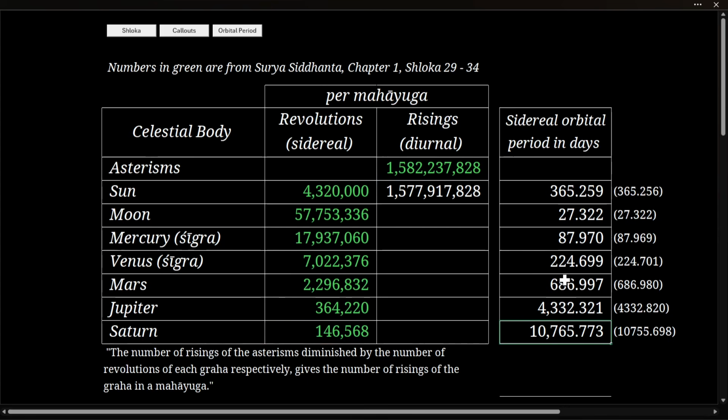You go to Wikipedia or any other scientific website and you will find these orbital periods of the planets. These are the modern values, and you can see the integer values are pretty much matching, except there is a difference here of 10 days. It's Saturn. Everything else matches. Decimal places, there are variations. But this is how accurate the Surya Siddhanta's assessment of sidereal orbital periods was 1600 years back.